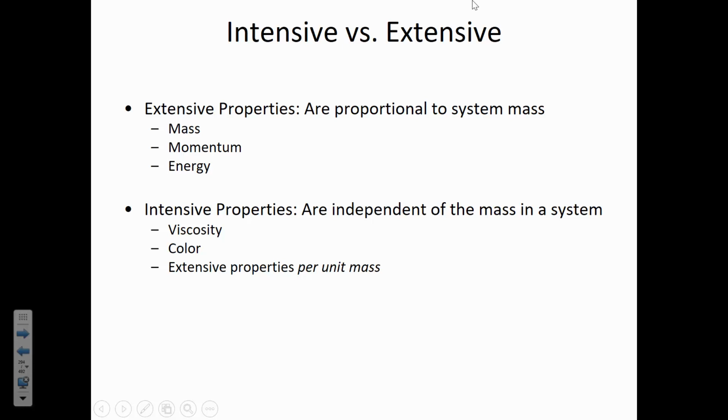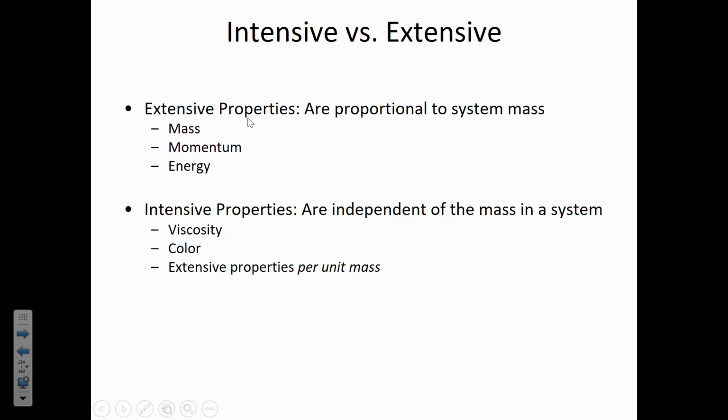The book goes into a little bit of time talking about properties that are attached to mass. And just to go over some of that terminology, extensive properties are those that are related to the mass of a system. And so these are properties that are carried with the mass itself. And so momentum is related to how much mass is in a system. Energy is, mass itself is related to system mass.